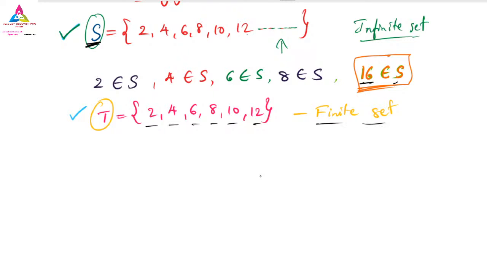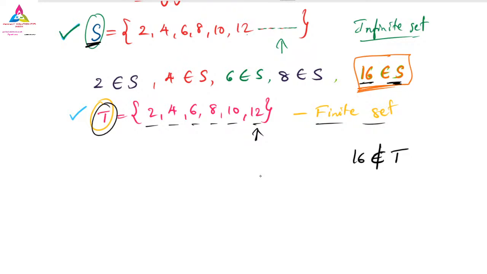So 16 belongs to S, but 16 does not belong to T. Remember, not belonging is shown by putting the same symbol, the belongs-to symbol, and one more line, a dash, through it. It means that it is not belonging. Sorry, it is T: 16 does not belong to T, because in T we don't have that 16. The 12 is the last number. We don't have the 16 in it. So you can identify which is finite and which is infinite now. I think you don't have any problem.